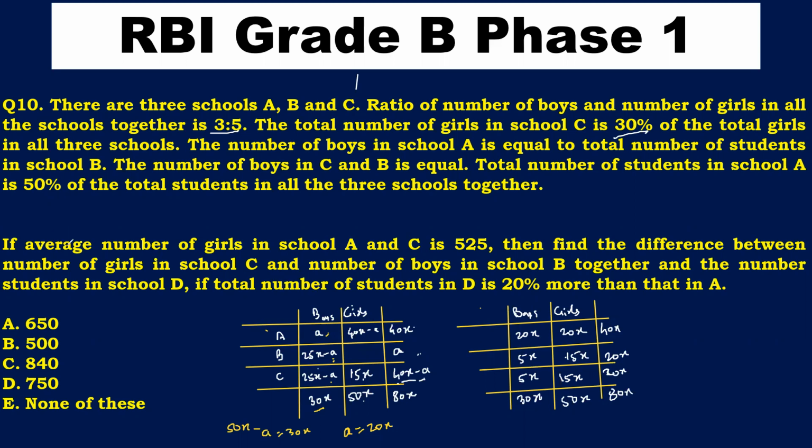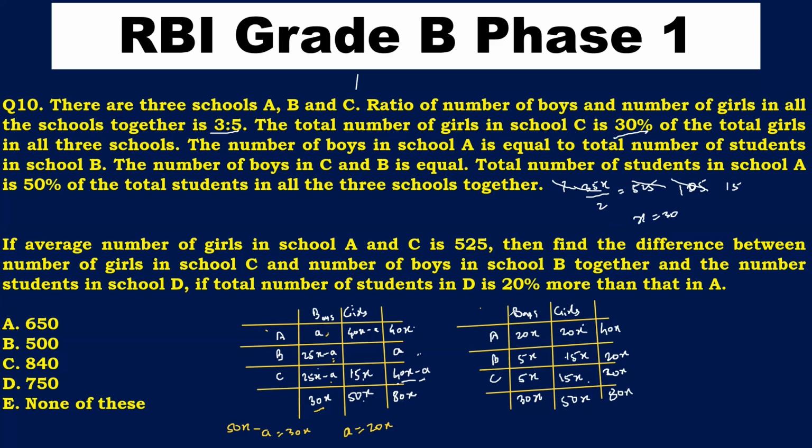Question number 1 says if average number of girls in A and C is 525. So A and C, the total girls are 35x. Average will be by 2. That is said 525. Solve this. This is 5 7 times, 5's 105 times, 7's 15 times. So x will be equal to 30.